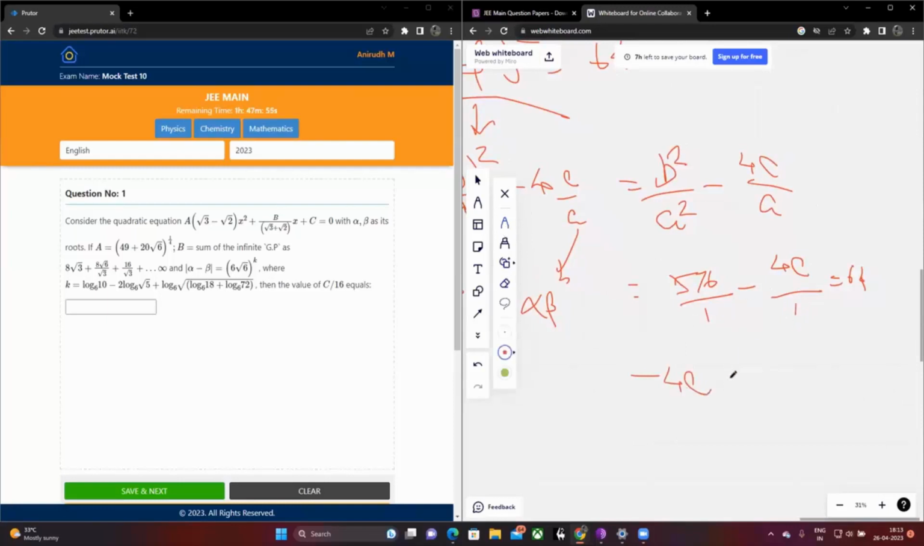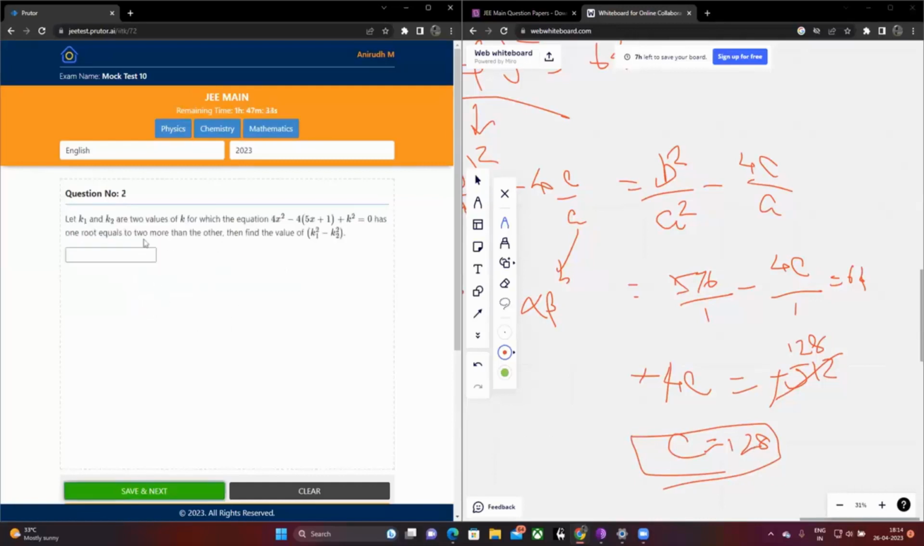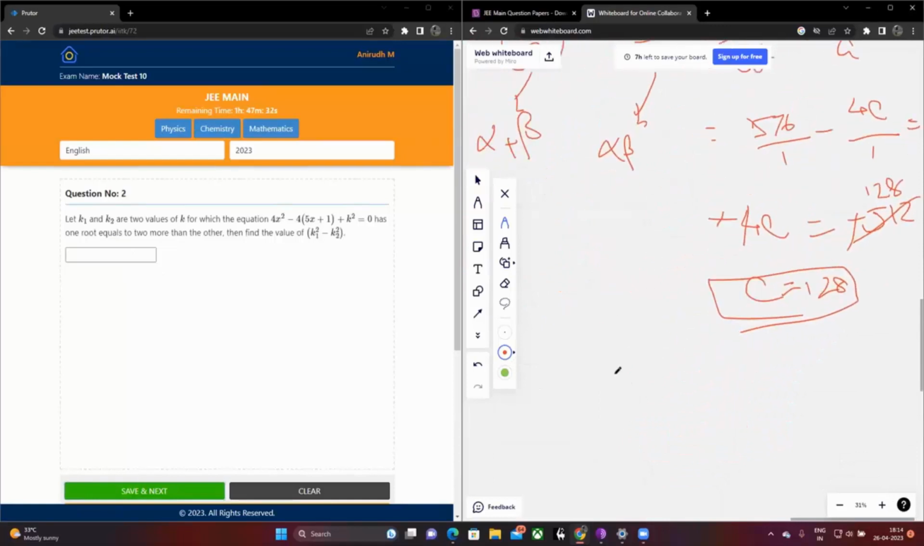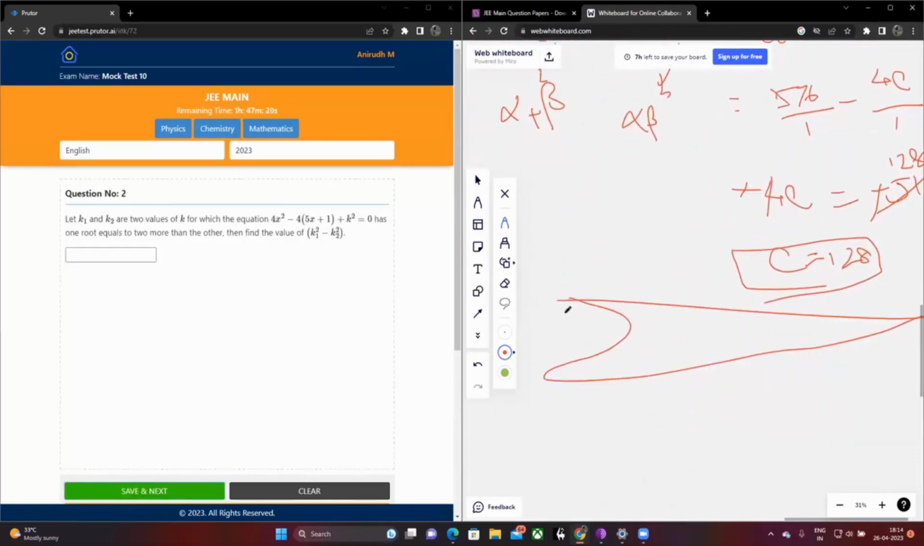So you can see that minus 4c is equal to 64 minus 576, that's minus 512. And so a 4 goes here, this minus goes here, this 4 gives you 128. So c is basically 128, right? They've asked you the value of c by 16, and 128 by 16 is basically 8. Okay, that's the answer. For question number 2, right? I'm sorry for that. Right, question number 2.